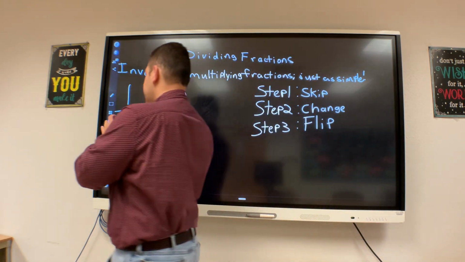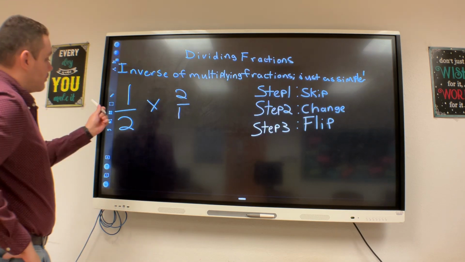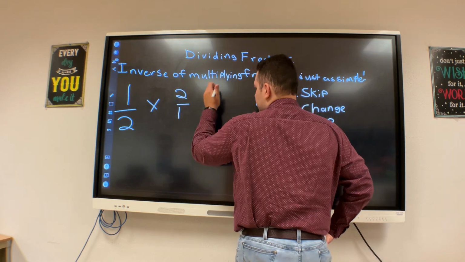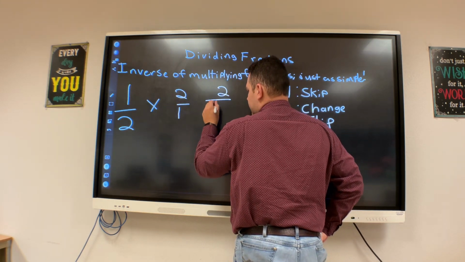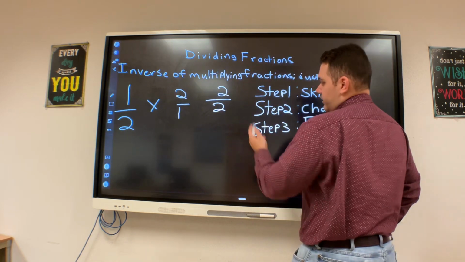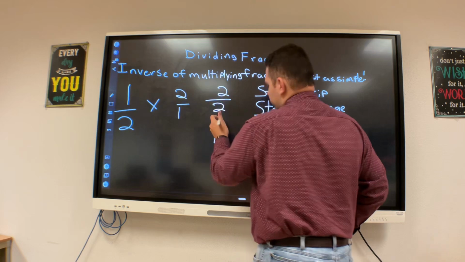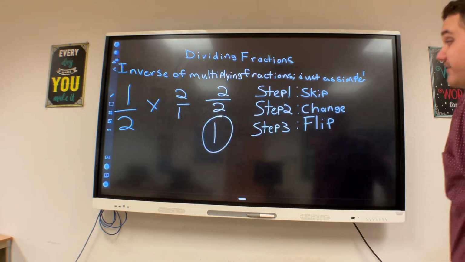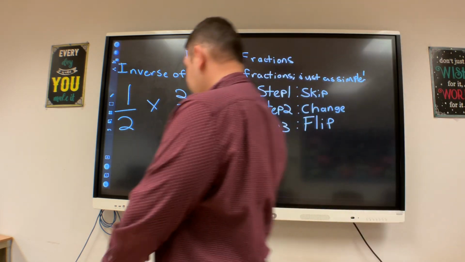And now that it's set up like that, now that we've skipped, changed, and flipped, we just multiply and work across. So 1 times 2 is 2. 2 times 1 is 2. And then you have 2/2, a number over itself, which is just the whole number 1. And that's it. That's all you got to do: skip, change, and flip.